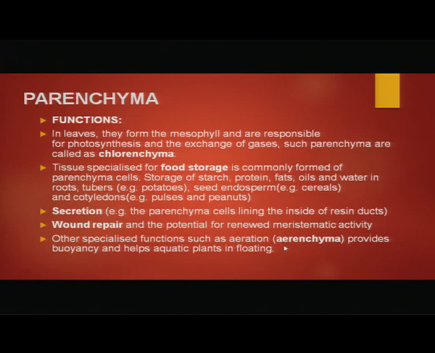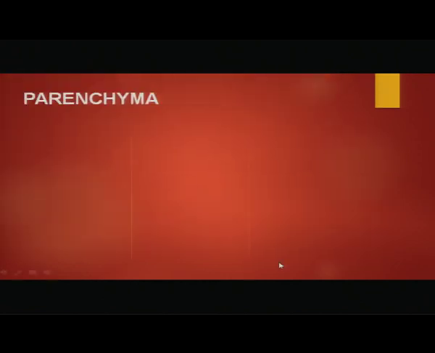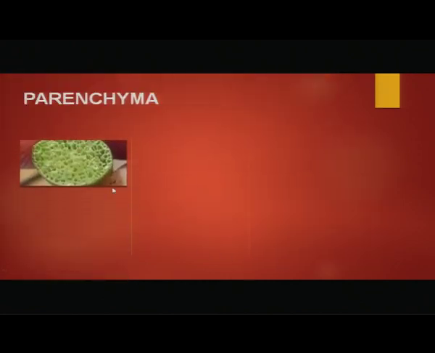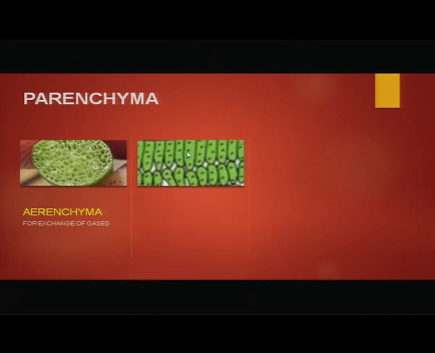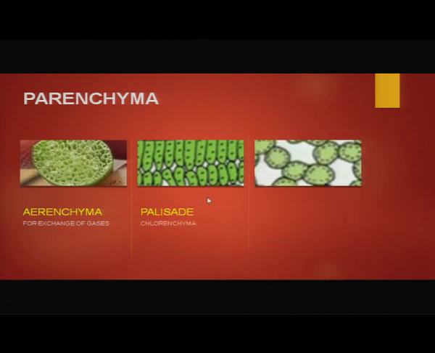These aerenchyma cells are present in the aquatic plants, and there they provide the buoyancy. Here is a picture showing the aerenchyma. The aerenchyma not only serves the purpose of gaseous exchange, but, as I just said, in aquatic plants it also serves to maintain the buoyancy. These are the finger-like cells of palisade parenchyma. These dots represent the chloroplast, so they take part in photosynthesis and are known as chlorenchyma.